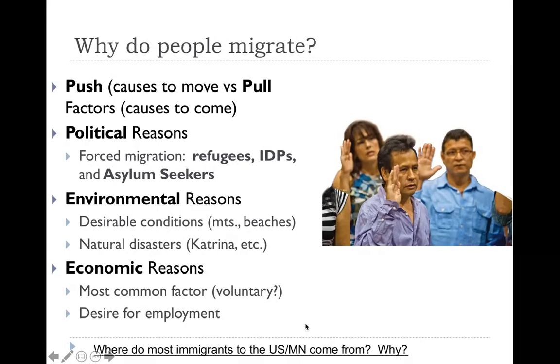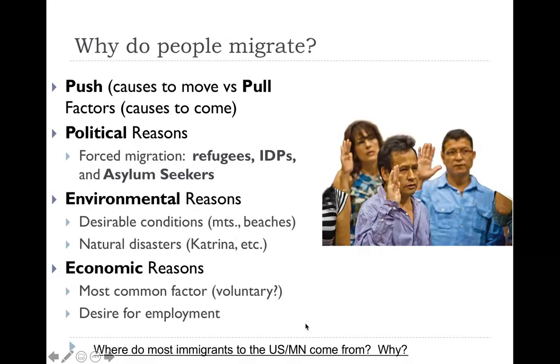And so we talk about why do most migrants move to the United States or Minnesota? Why do they come here? Well, because Minnesota overall, compared to most states, has a pretty good economy and we have a lot of jobs available. And why would people come to our country? Well, again, the United States tends to have a lot of jobs for people, especially entry-level jobs, if they want to move here and have a job.